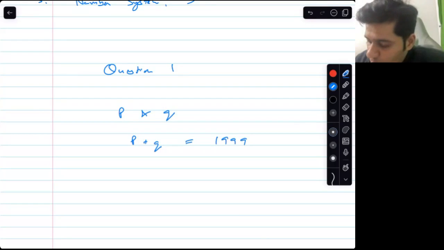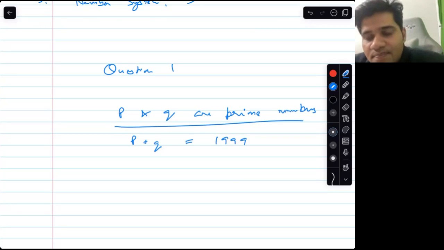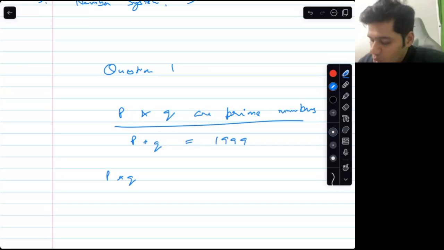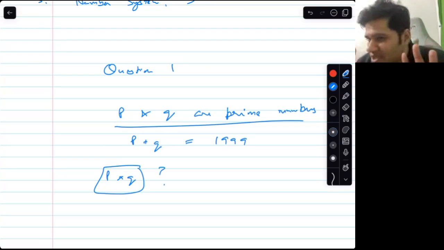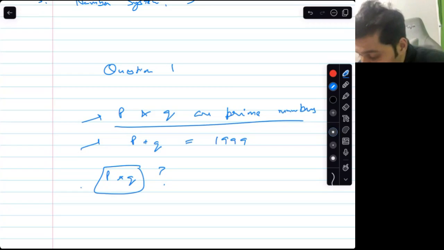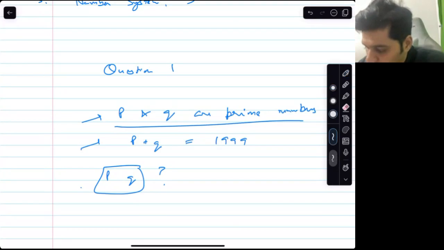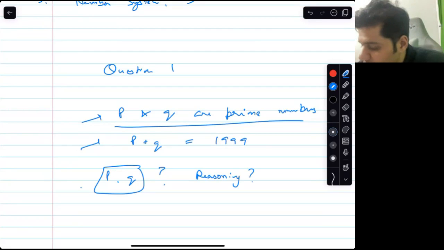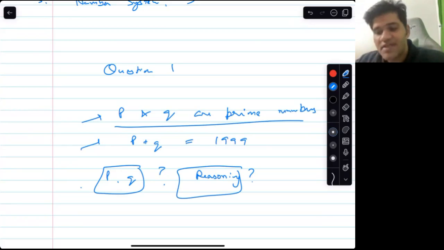Okay. So P and Q are prime numbers, and it is told that P plus Q equal to 1999. You have to tell me what is the product of P into Q. I hope the question is clear. The question is very simple. P and Q are prime numbers, and also it is told P plus Q equal to 1999. You have to tell me what would be the product, P into Q, and you have to also share the reasoning. How did you deduce it? So there are 2 parts to it: what is P into Q, and what is the reasoning behind your answer?